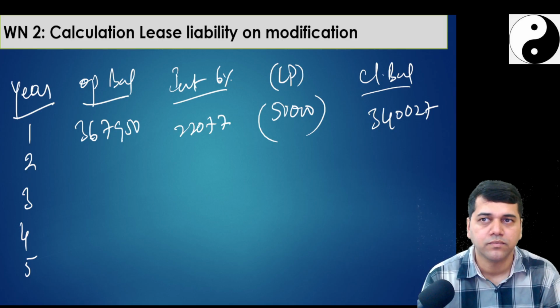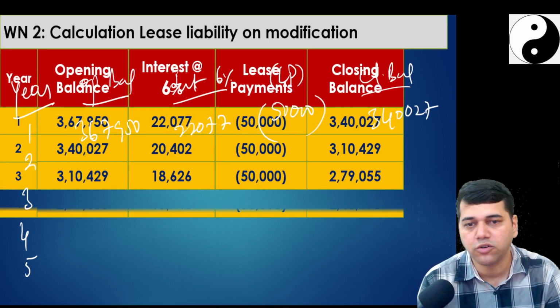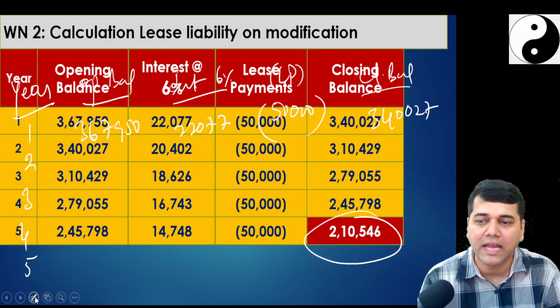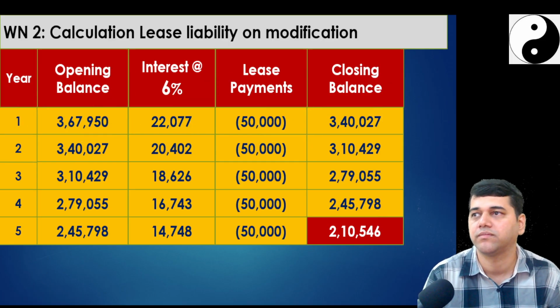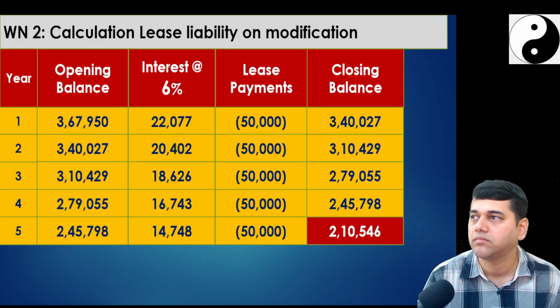Now this will continue. Perfect. So like this you will move on. Just note the last figure there. Other things you can fill in later. 2,10,546 if you continue this. What is next? What should I do next?